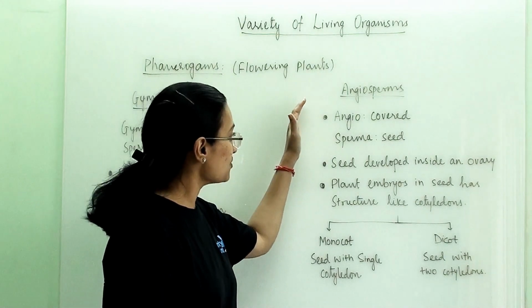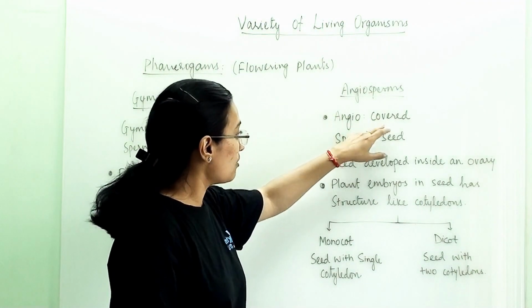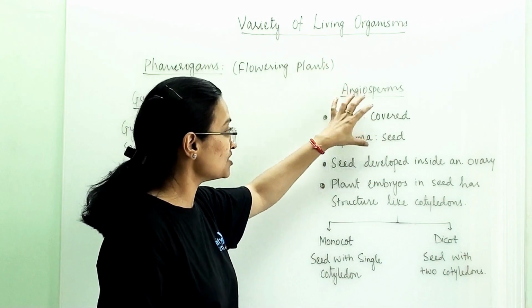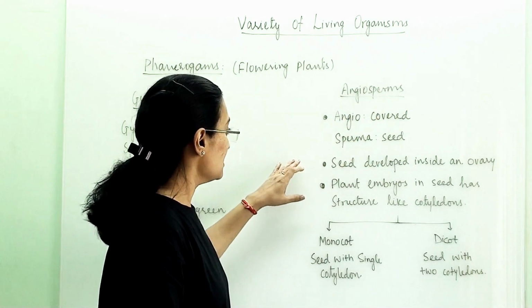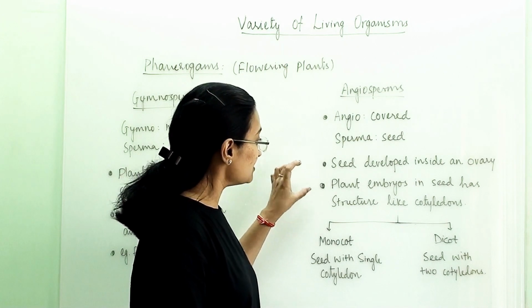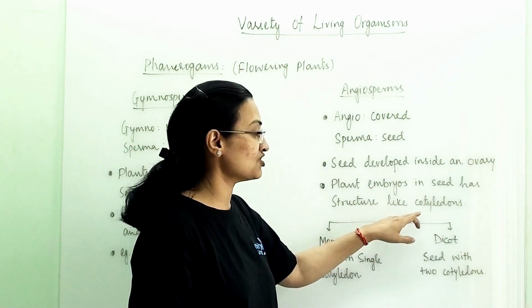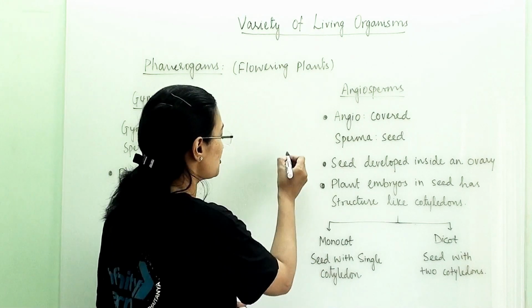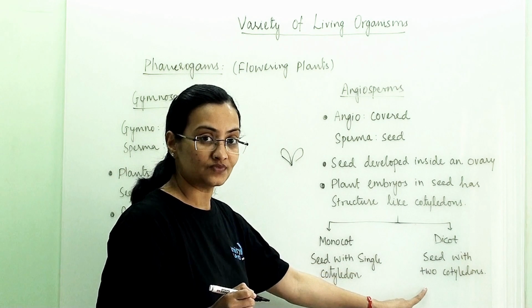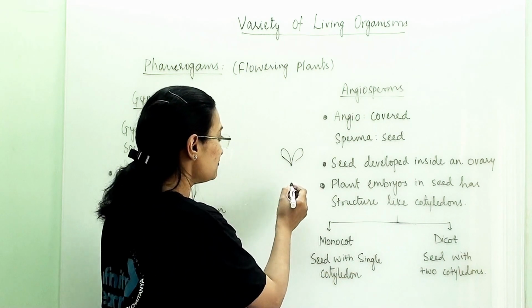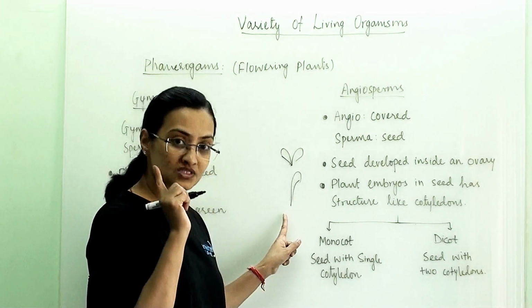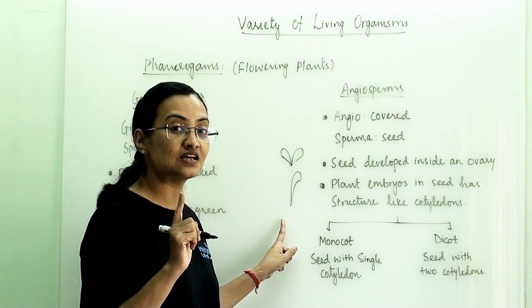Then come angiosperms. The Greek word angio means covered and sperma means seed. So that makes this word, angiosperms, mean that they have covered seeds. Now the seed will develop inside an ovary, and in the seed the plant embryo has structures like cotyledons. When the seed germinates, if it has two leaves, then it is termed a dicot. They have two cotyledons. And if the seed germinates and it has only one leaf, that means it has a single cotyledon, so they are termed monocot.